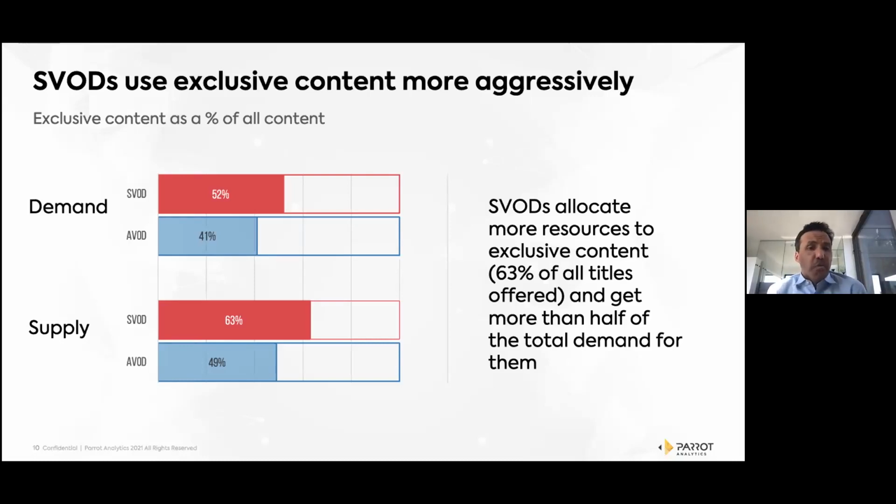On the AVOD side, we have this perception that maybe AVOD is more about all of these licensed titles that may be everywhere. And yes, it is. Obviously, there's more of that. In terms of demand, 60% is coming from that. But they also have their own exclusives, right? And I think using both as an element to differentiate yourself is really what's key, and that's what we're seeing here. So exclusive content can really serve a purpose for both. It's obviously more important for SVODs, but it serves a purpose for both.